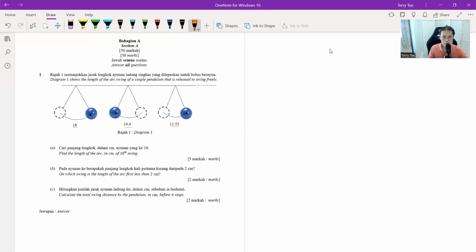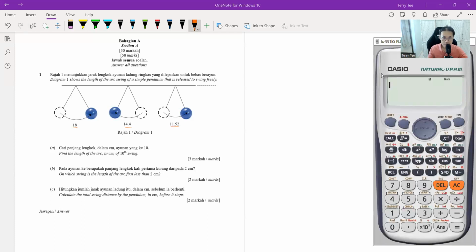It is quite obvious it's going to be a geometric, not an arithmetic. Usually for all this length of swing, it is going to be a geometric. But let's just test it out. If you try to use arithmetic, we take T2 minus T1, the difference is negative 3.6, and obviously you're not going to get negative 3.6 if I take T3 minus T2, 11.52 minus 14.4. It doesn't give us the same common difference, right?